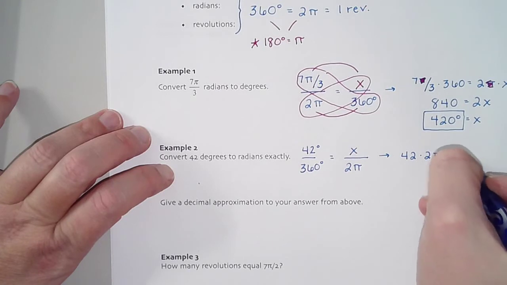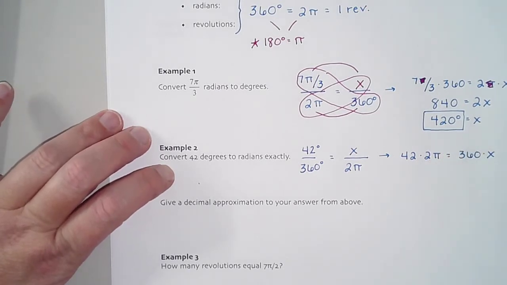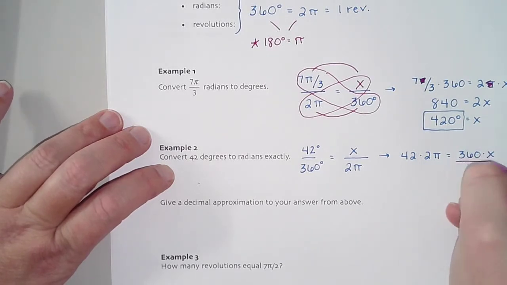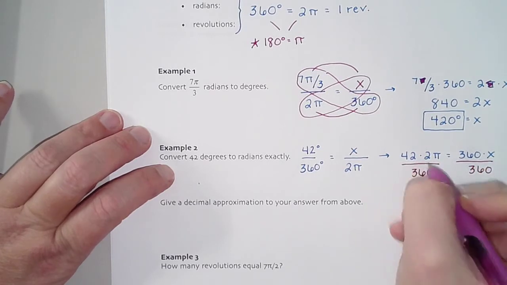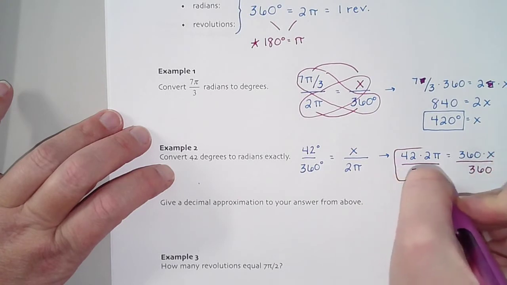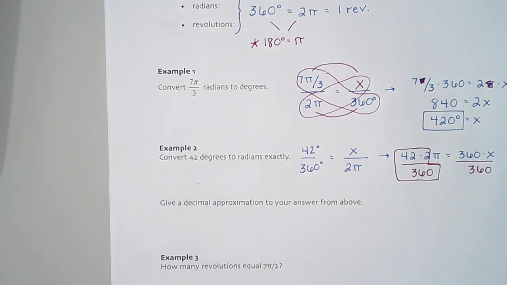So when I cross multiply, I have 42 times 2 pi equals 360 times x. And so what I would do here, just to make this all in one step, I'm going to go ahead and divide by 360 and divide by 360. And then this piece right here is what I would put into my calculator. You can do that all at once. So 42 times 2 divided by 360.